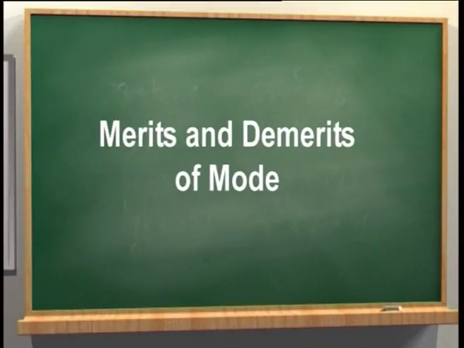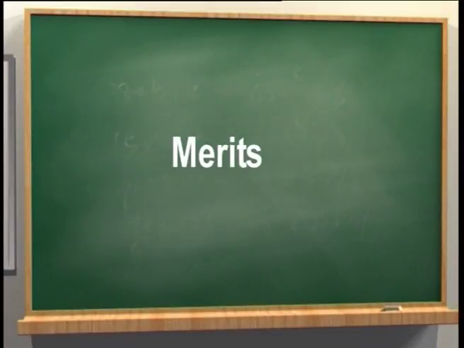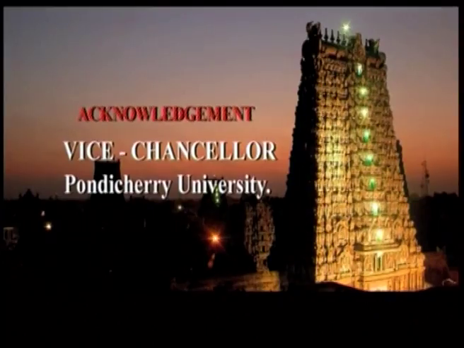Let's discuss the merits and demerits of mode. Merits: mode is readily comprehensible and easy to calculate. Like median, mode can be located in some cases merely by inspection. Mode is not at all affected by extreme values. Mode can be conveniently located even if the frequency distribution has class intervals of unequal magnitude. Demerits: mode is ill-defined. It is not always possible to find a clearly defined mode. It is not based upon all the observations.